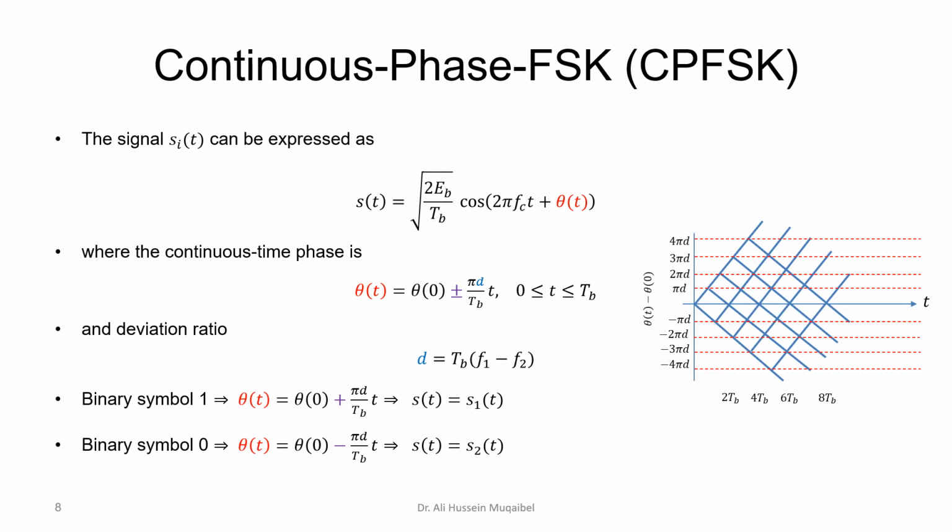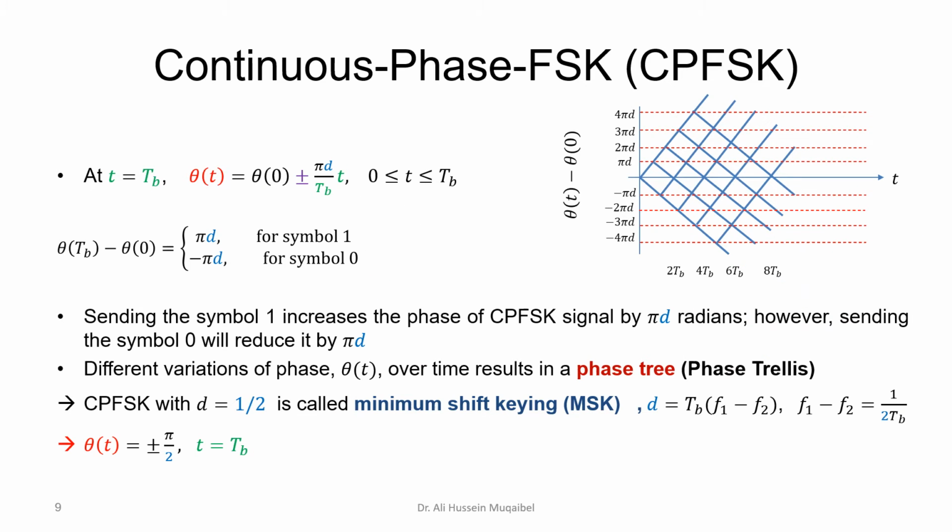Okay, let's focus on the phase equation. The phase is equal to theta 0 plus or minus this quantity. Now let's just focus at the end of the time duration of the bit, at t equal to TB. So this part in green will cancel out, because t equals capital TB, and what remains is plus or minus pi d. So the difference between the phase at the beginning and at the end of the bit duration would be plus pi d or minus pi d, depending on the 0 or 1.